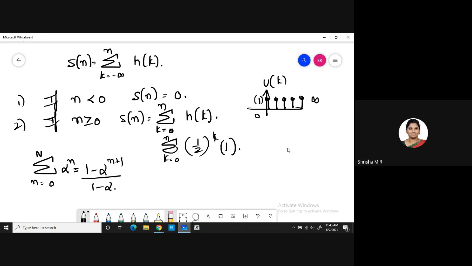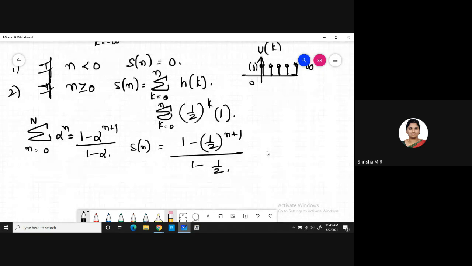So your alpha is half here. So 1 minus half to the power of n plus 1, divided by 1 minus half. You can keep it as it is, or you can solve it further. If you solve it further, what do you get? s of n is equal to, the denominator part I will solve, you get 2, right? 2 into 1 minus half to the power of n plus 1, for n greater than or equal to 0. Clear, everyone?